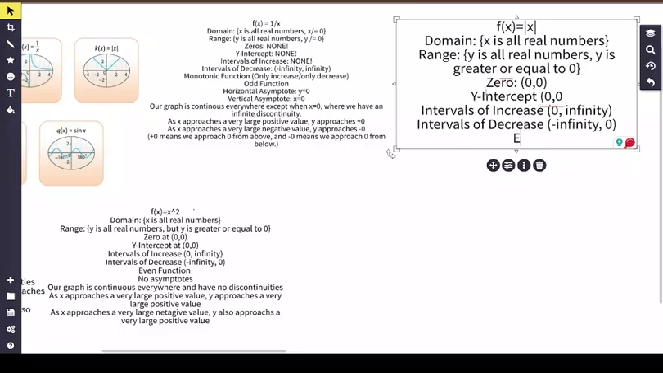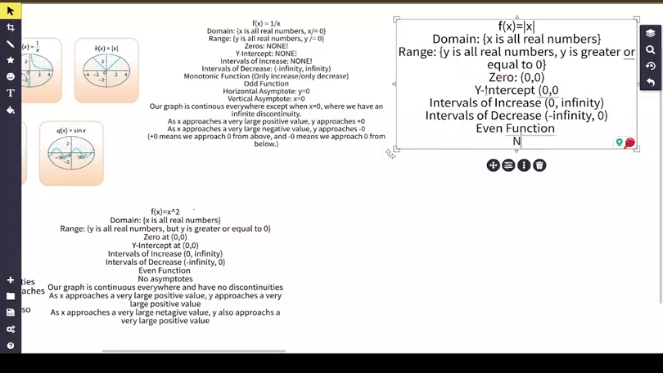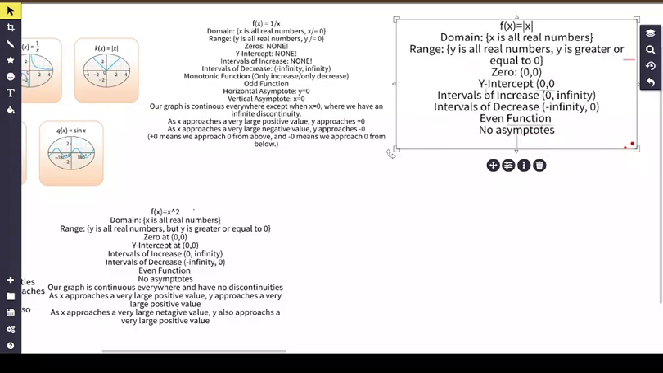And notice that it is an even function because it satisfies f of x is equal to f of negative x. Because this holds true, it's an even function. No asymptotes. And because we have no asymptotes, our graph is continuous everywhere and has no discontinuities.